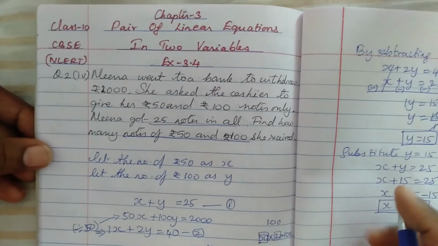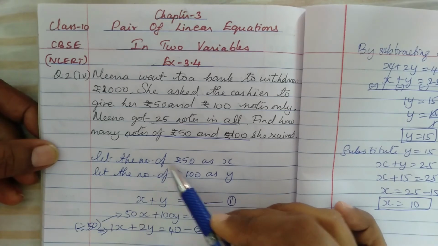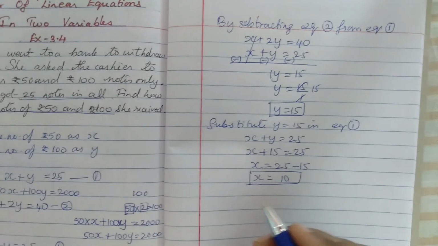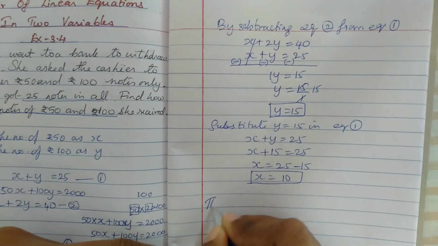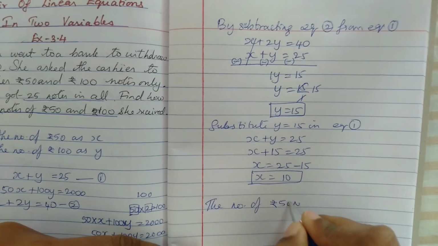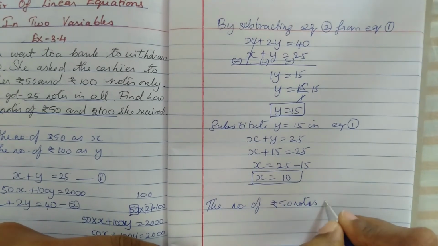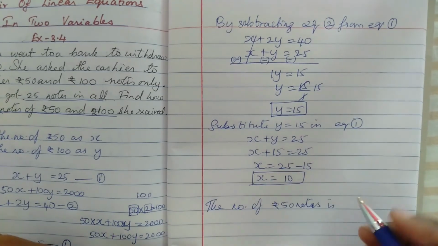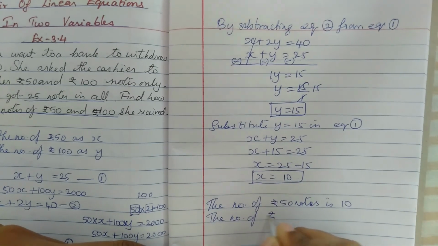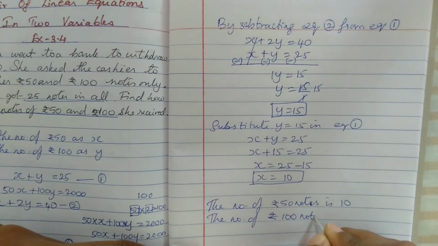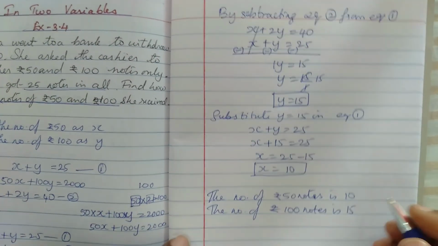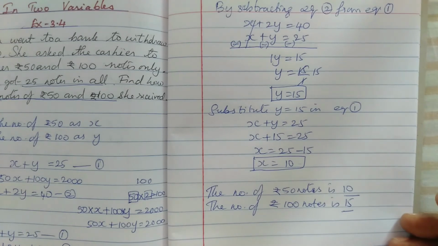Now we have let the number of 50 rupees notes be X and the number of 100 rupees notes be Y. So let's write the final answer. The number of rupees 50 notes, X, is 10, and the number of rupees 100 notes, Y, is 15. So this is your final answer.